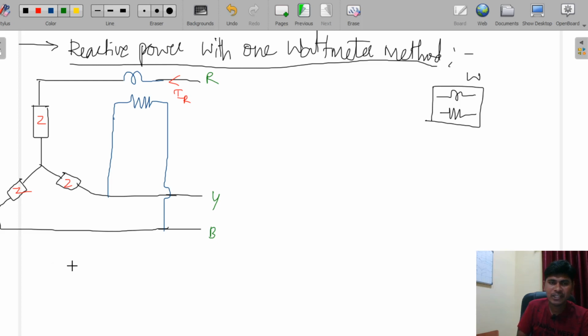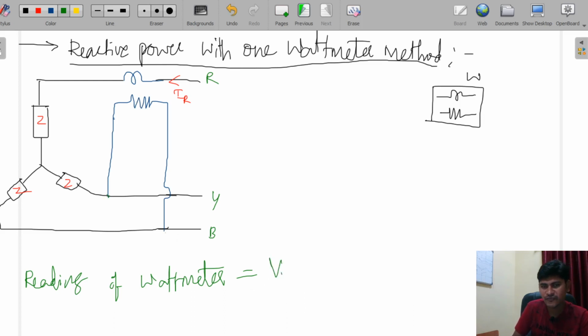So what is the reading of the wattmeter? The reading of the wattmeter is equal to... As the potential coil, or pressure coil, or voltage coil, is connected between Y and B, it measures VYB, and as the current coil is connected in line R, it measures IR, and the cos of the angle between VYB and IR.